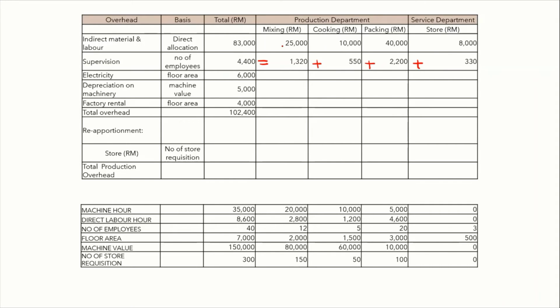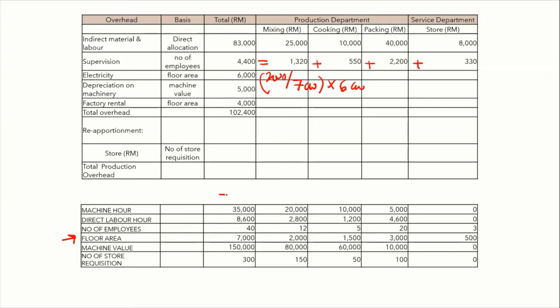The same with electricity. They apply floor area, which is this one. So you will look at the 2,000 over 7,000, and you times with the total of the cost, which is 6,000. The same step is for cooking, packaging, and store. You will gain the amount.